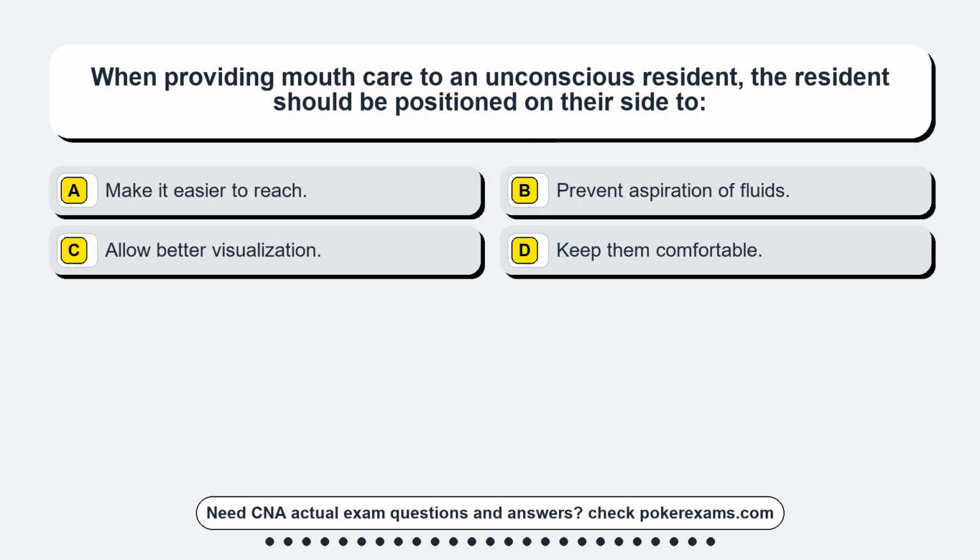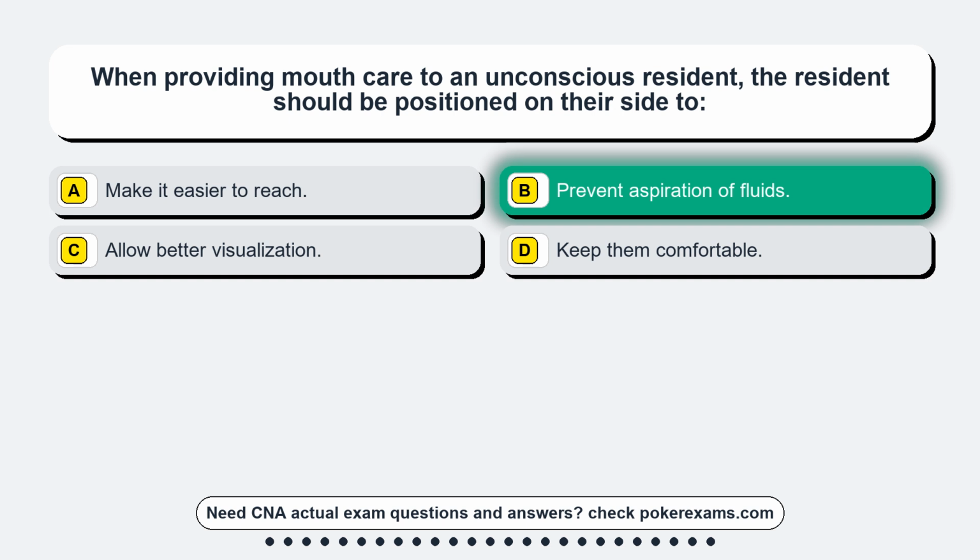Question 5. When providing mouth care to an unconscious resident, the resident should be positioned on their side to Option A, make it easier to reach. Option B, prevent aspiration of fluids. Option C, allow better visualization. Option D, keep them comfortable. The correct answer is Option B, prevent aspiration of fluids.